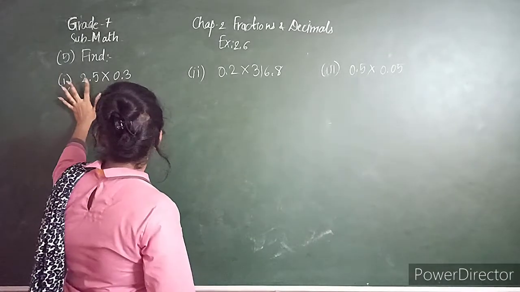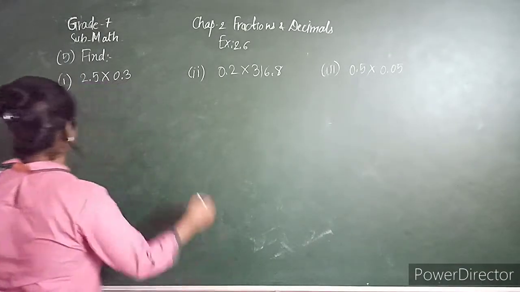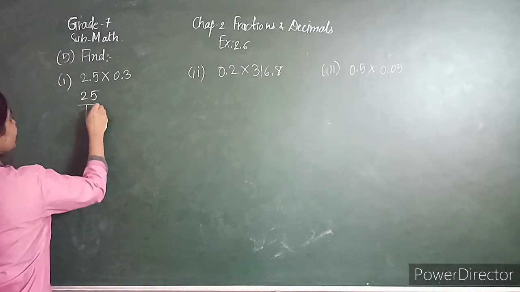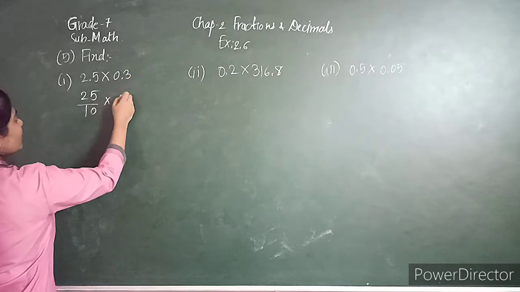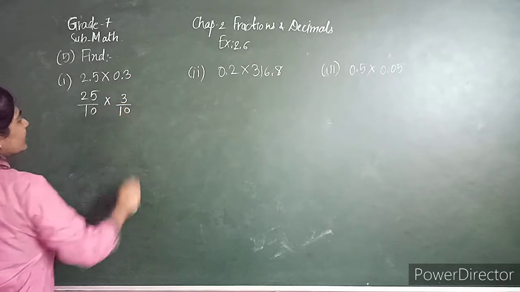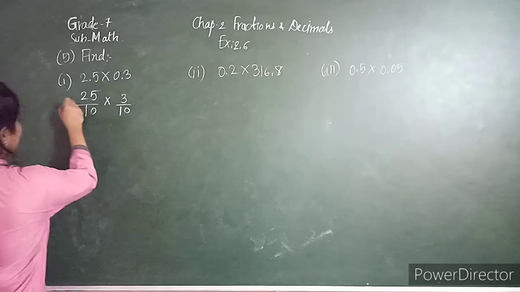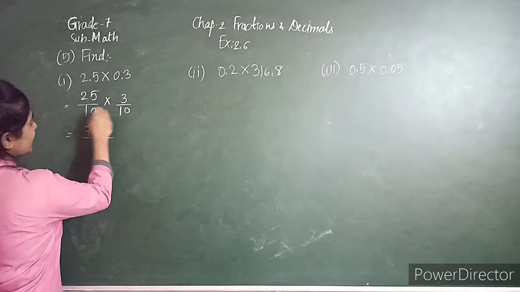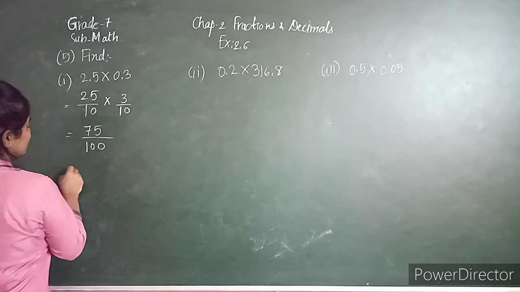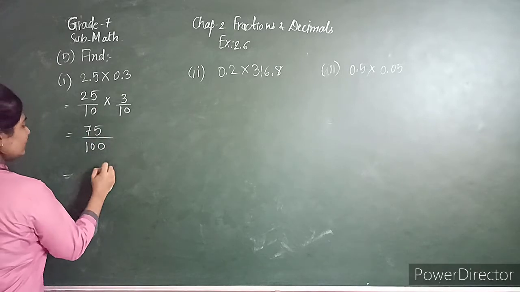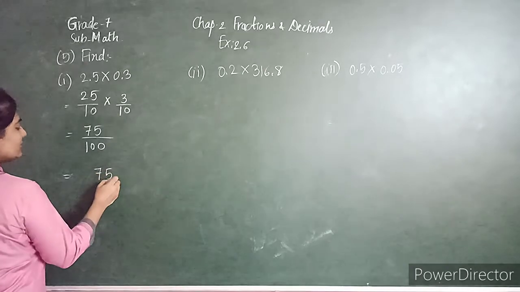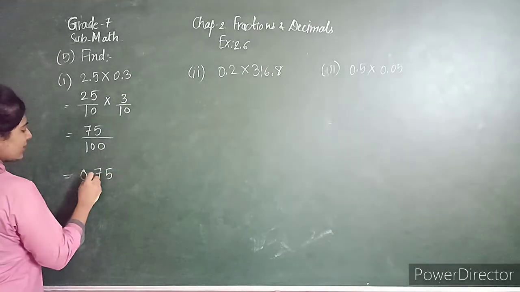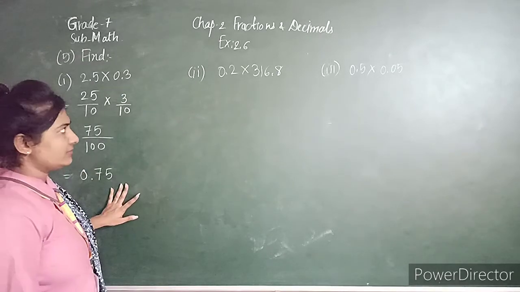Now coming to the fifth number, 2.5 into 0.3. So here point is given before one number, so we have to write 25 upon 10. Here point is given before one number, so here also we have to write 3 upon 10. Now multiply 25 with 3, that is 75. Here 75 upon 10 into 10 is 100. So here two zeros are there, so we have to put point before two numbers. So we have to count it from backward side. So here we have to put point, so our answer is 0.75.